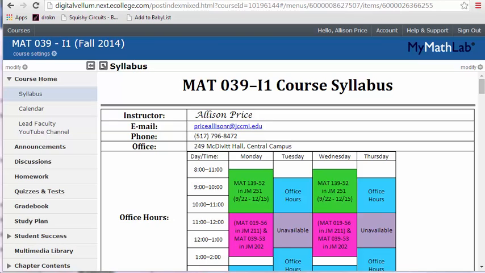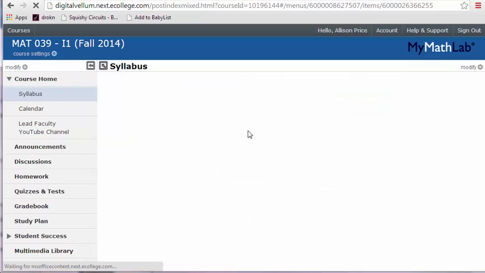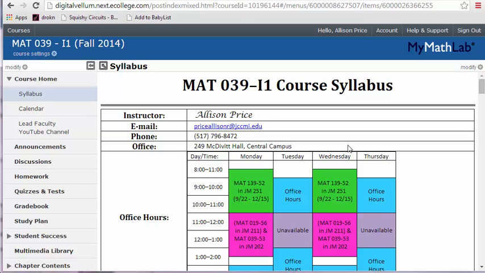Let's take a look at the Math 039 course syllabus. Your course syllabus is found in MyMathLab. Under the course home menu, if you drop down that menu, you can find a link for syllabus, and clicking on a link for syllabus will bring up the syllabus for your course.